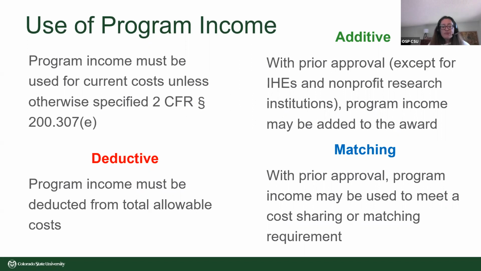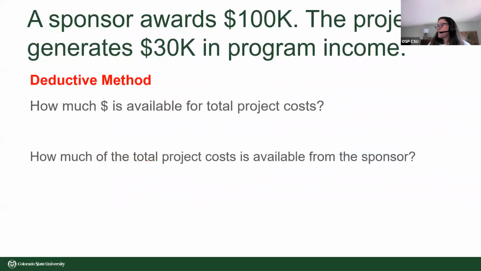So we're going to go through some examples of program income and calculating total allowable cost for a project. You might see some of these types of calculations on the exam. A sponsor awards 100K. The project generates 30K in program income. Under the deductive method, how much is available for total project cost? What's the total amount available now for our total project cost? Not from the sponsor, just what's the total amount available? Does anybody have a guess there?